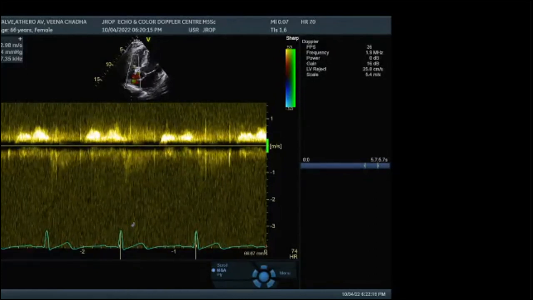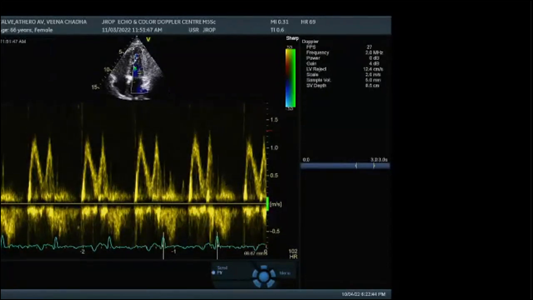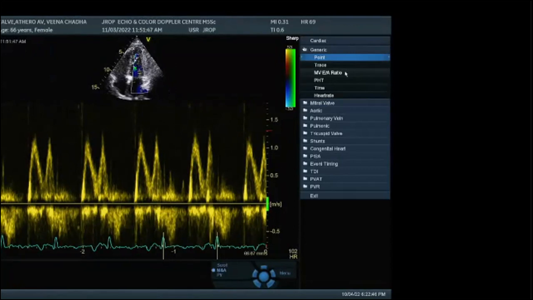Good evening, sir. Are you able to hear me, sir? Yes, sir. I had a couple of questions, sir. Go ahead. My first question is, while measuring the pressure half time, at what exact points do we put the cursor in a case of valvular stenosis? I'm doing that for you, the way you should do it.